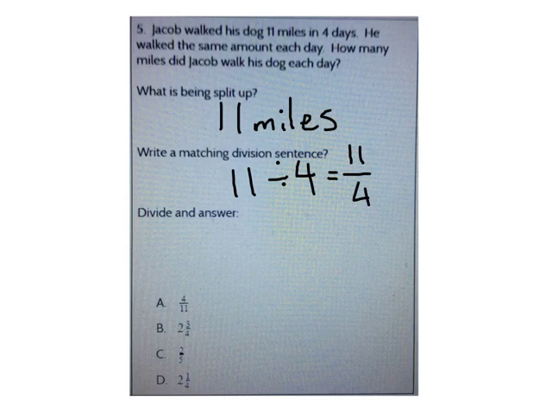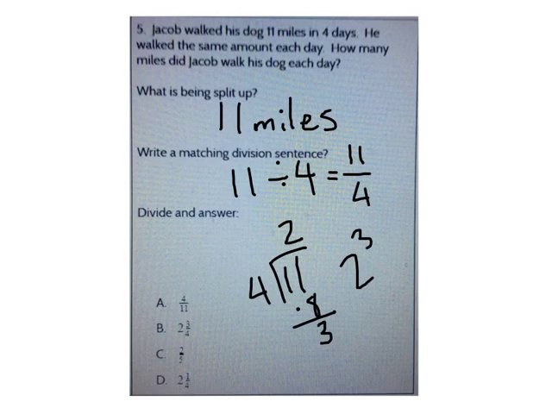Now I need to divide to find an answer. When I divide 11 divided by 4, how many miles will Jacob have walked each day? Well, 11 divided by 4. 4 goes into 11 twice. 2 times 4 is 8, and when I subtract, I have a remainder of 3. The answer is 2 3/4 miles, or B.